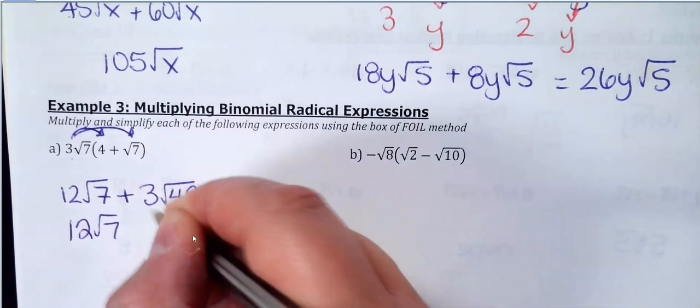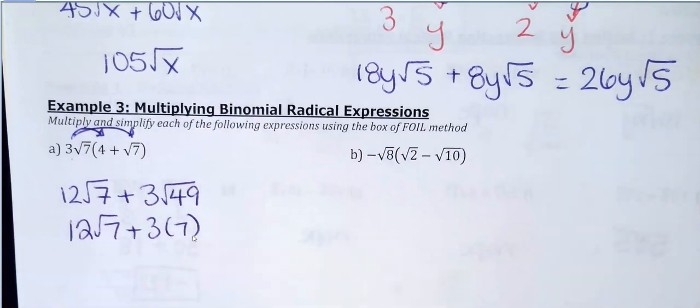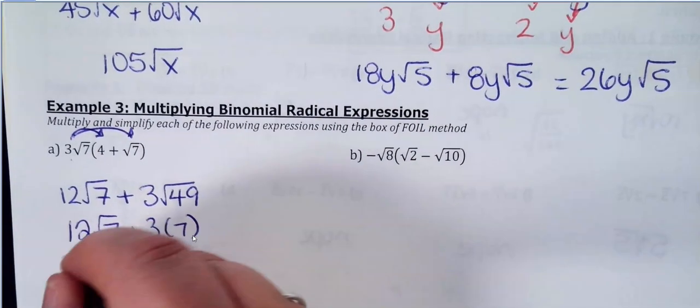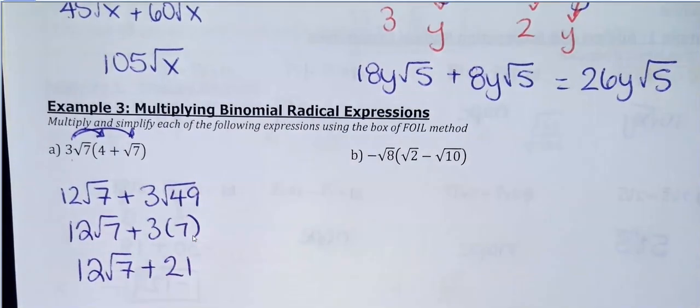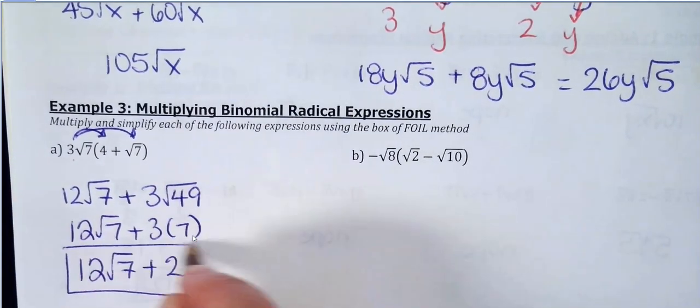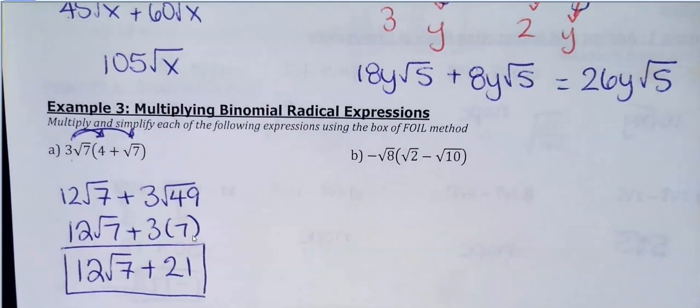This term is really 3 times 7, because 7 is the square root of 49, and then that ends up being 21. You cannot go any farther than that, because 12 roots of 7 is a radical, and 21 is just a plain constant. So that's as far as I can go there. And that's just going to be my answer.